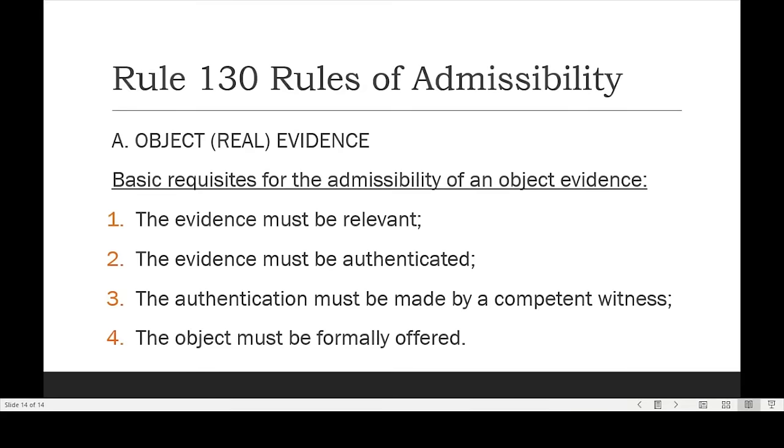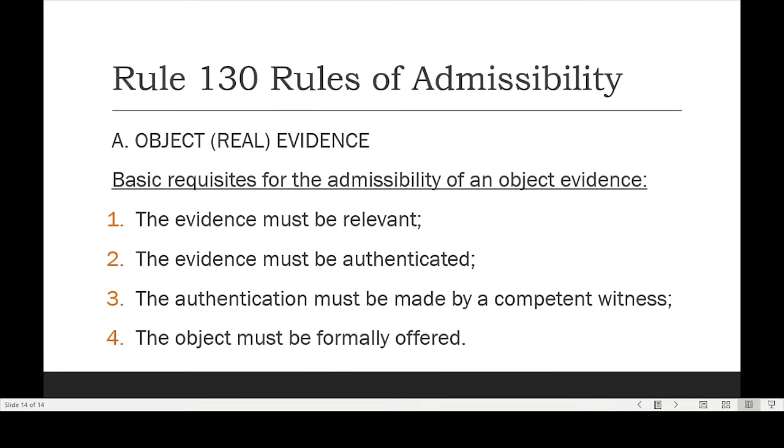Okay, now, since we are in the rules of admissibility, let us tackle the requisites for the admissibility of an object evidence. Okay, so I think we already have a glimpse of knowledge on the two requisites for the admissibility of evidence, right? On rule 1 to 8. So we have, first, the evidence must be relevant. Second is that the evidence must be competent or not excluded by the Constitution, the law, and the rules on evidence.